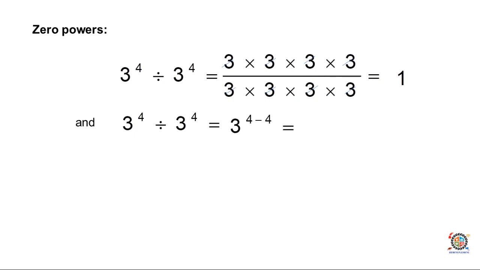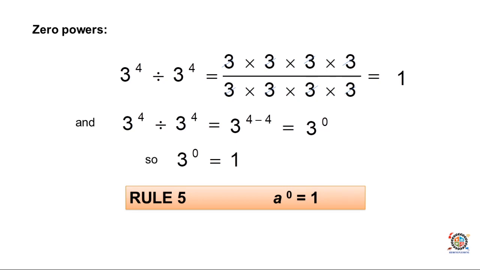You can write this also as 3 to the power of 4 minus 4, which is 3 to the power of 0. Thus, 3 to the power of 0 is equivalent to 1. So any number that is raised to 0 is always equal to 1. Even if you raise 1 million to 0, it will still be equivalent to 1. So that's our fifth rule of indices.